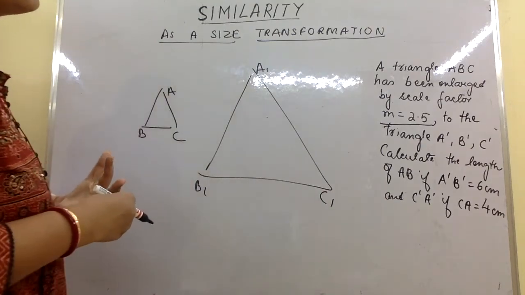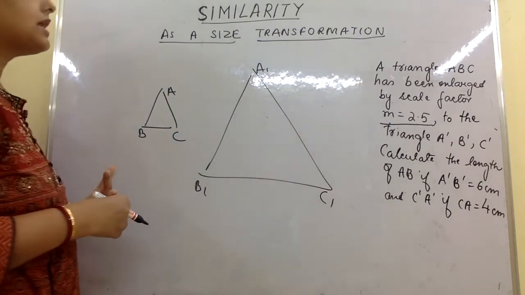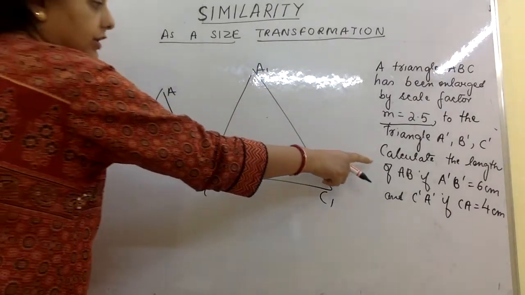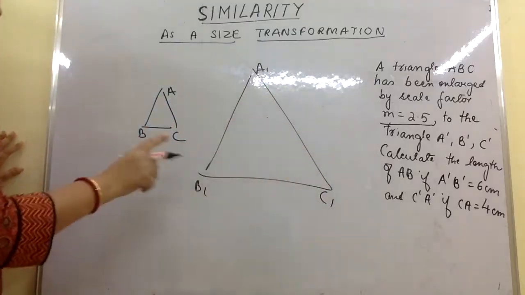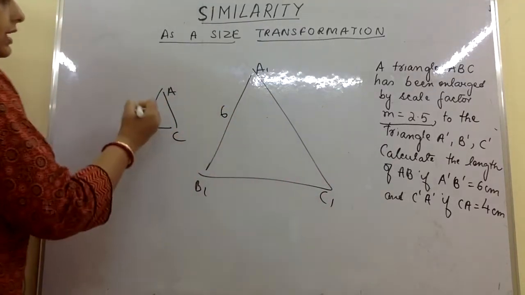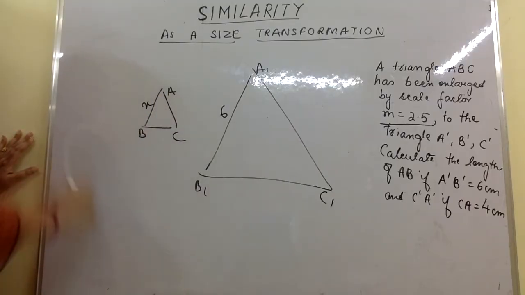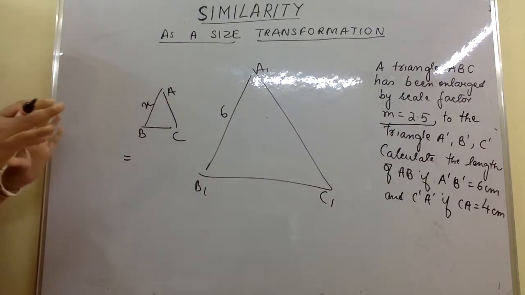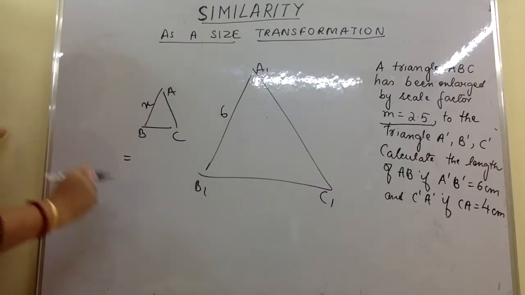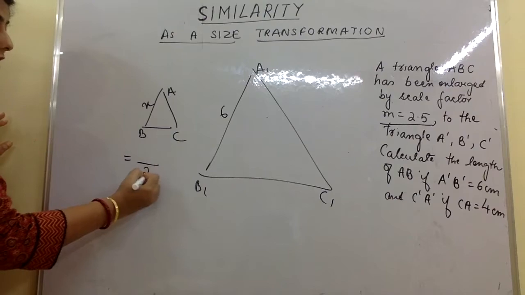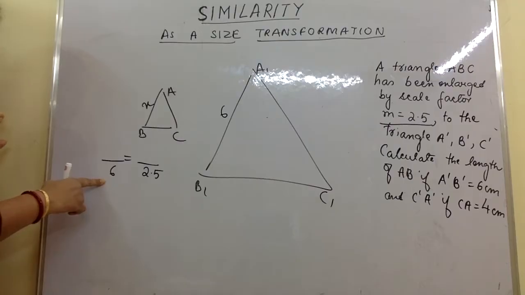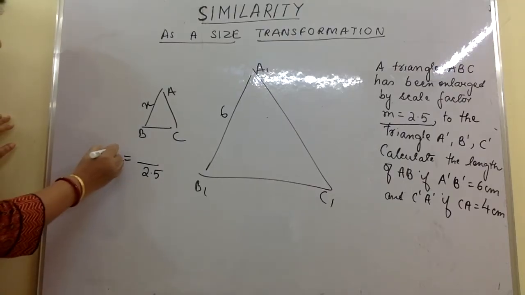Now calculate the length of AB if A dash B dash is 6. So this is 6. What is the value of this? I'll take this as x. Now you have to use your common sense also in these sums. If this is the bigger one, 2.5 will go for the bigger one. Means if I have written 2.5 here, I have to write 6 here in the denominator, and here I will write x, which is the length of AB.